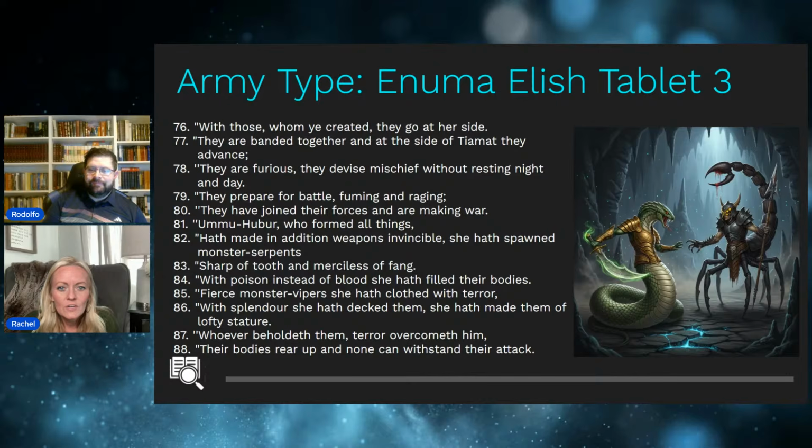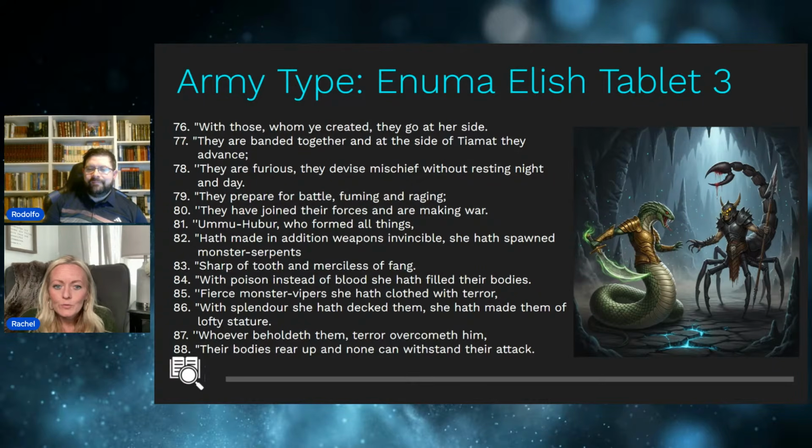Okay, so with those whom you created, you go at her side. They are banded together, and at the side of Tiamat they advance. They are furious. They devise mischief without resting night and day. They prepare for battle, fuming and raging. They have joined their forces and are making war.